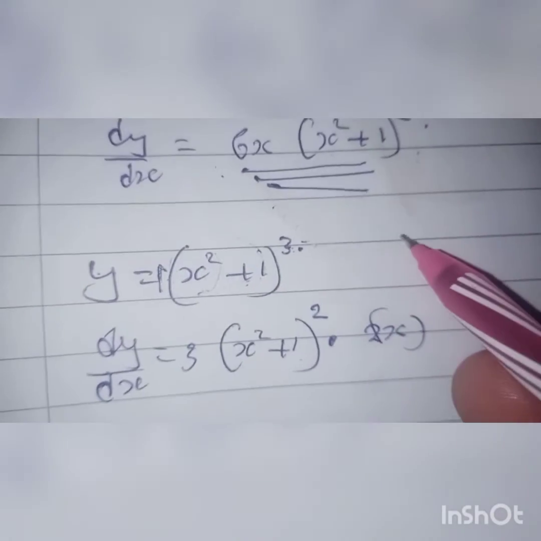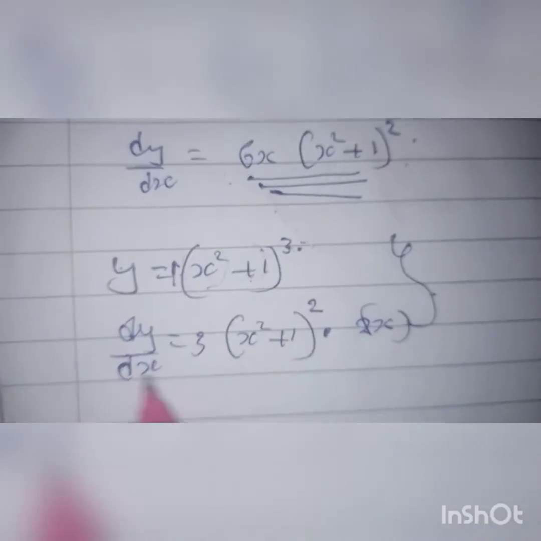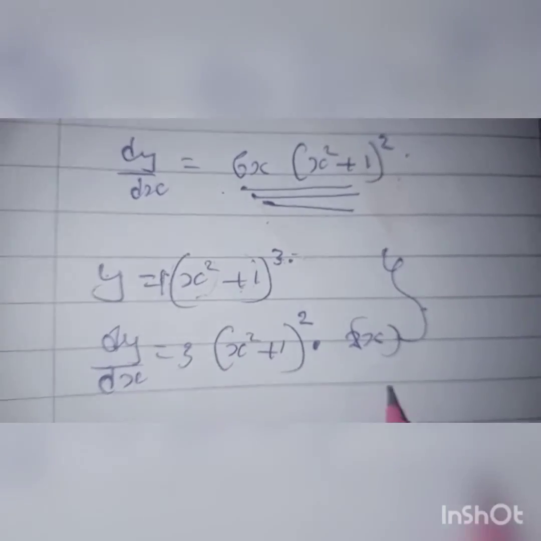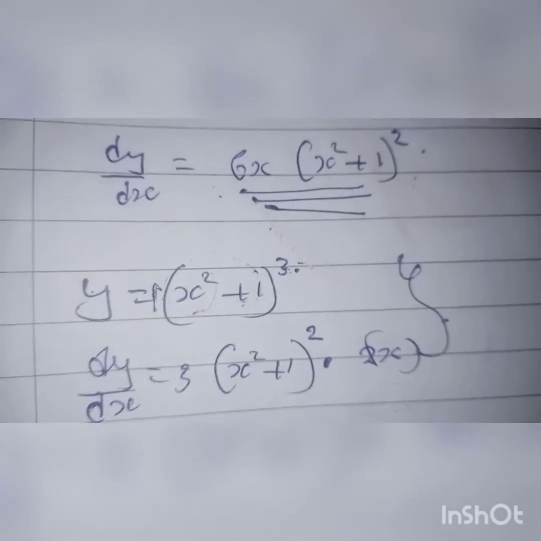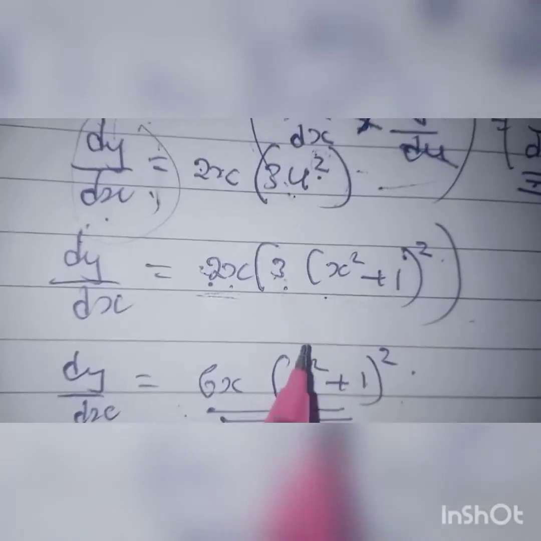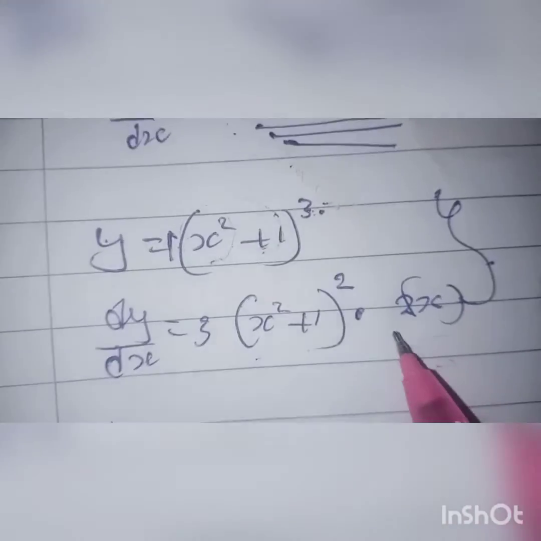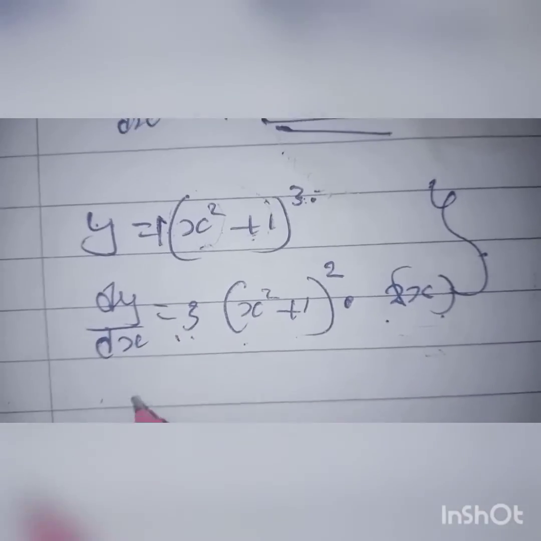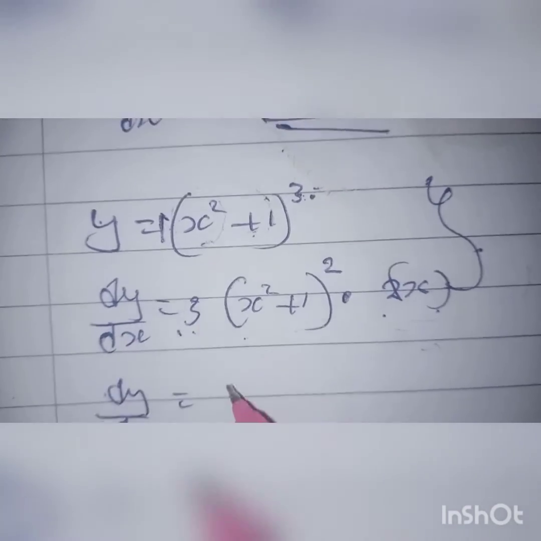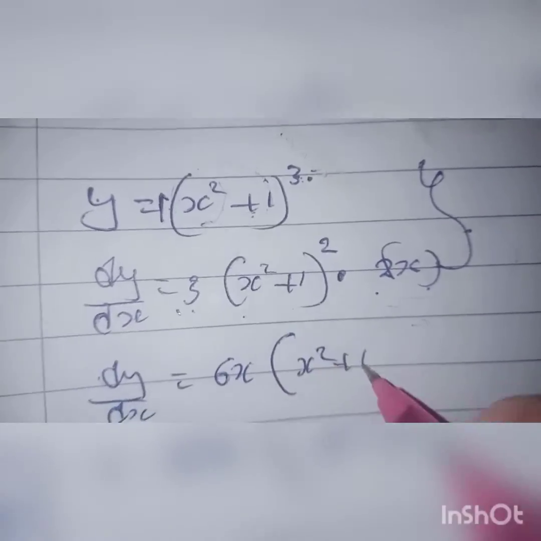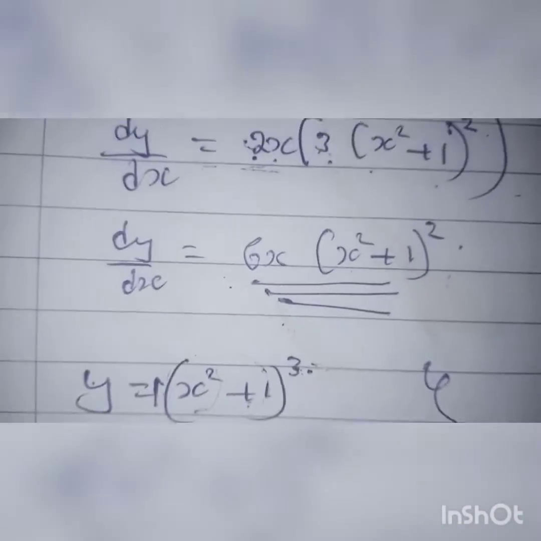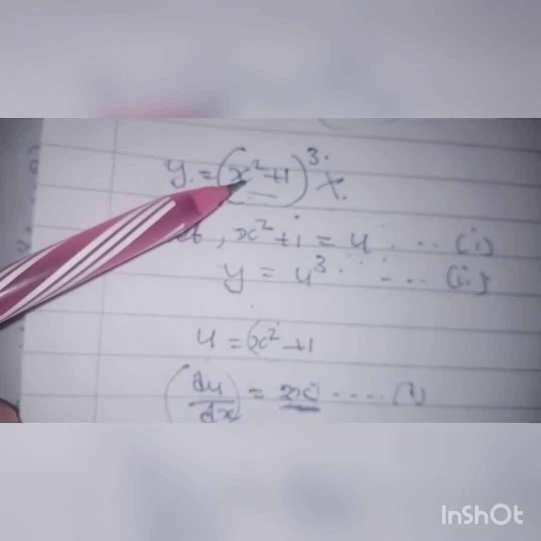Therefore, just look at this method. This method is the same method, but it's the simplest way of applying the chain rule technique. Can't you see this one is the same as this one? Therefore, 2x times 3 times 1 gives us 6x into (x squared plus 1) squared. Hence, it is the answer. But to avoid this working, just apply it as shown, and it is simple and easy.